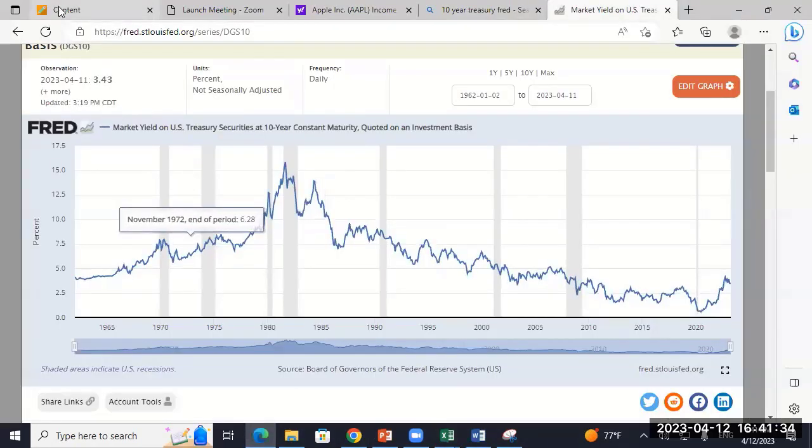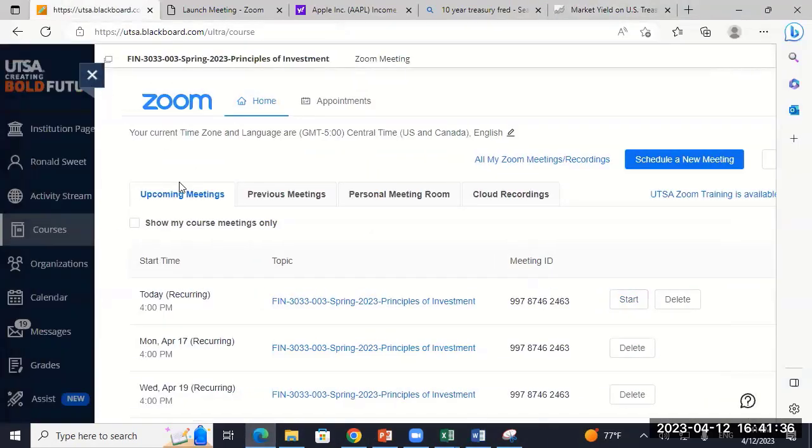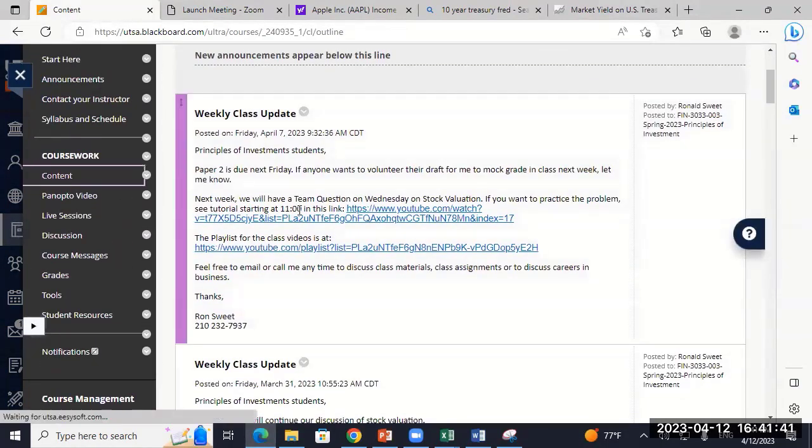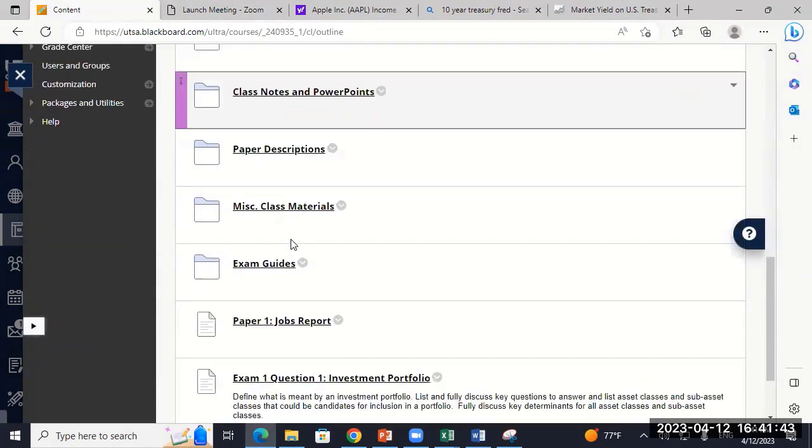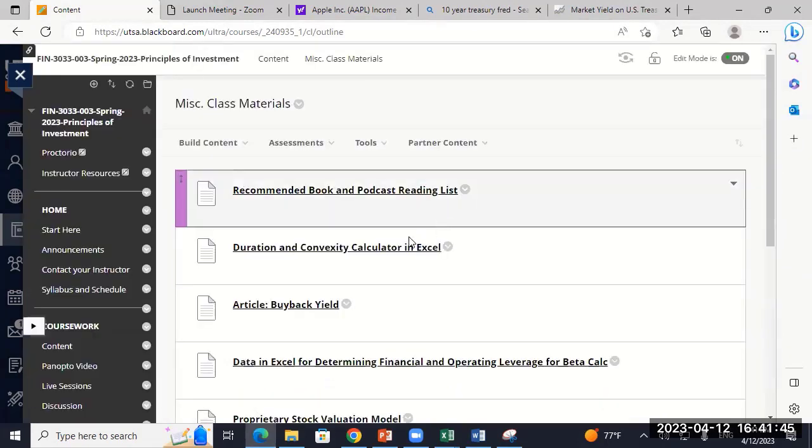So I've given you those charts that you can certainly use here in this part of the paper. I just can't remember where I put them, but maybe it's under miscellaneous.